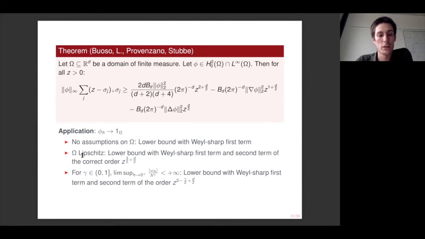regularity on the domain. That is, we can assume this type of assumption on the regularity of the domain. That is, for gamma less than 1, we assume that the supremum limit of the measure of the tubular neighborhood of size h of the boundary of omega over h to the power gamma is finite, which is somehow related to the Minkowski dimension of the boundary of omega. And under this assumption, we can recover a lower bound, which of course has again a first term which is Weyl-sharp and a second term of this order here, that is 2 minus gamma over 2 plus d/2.